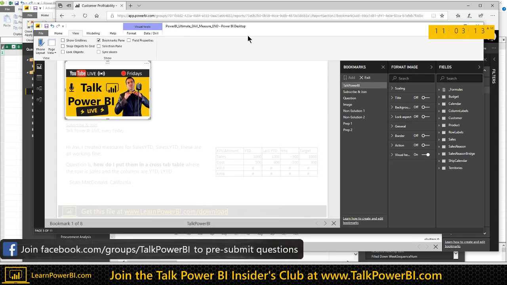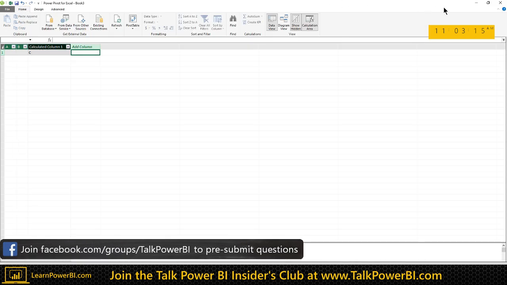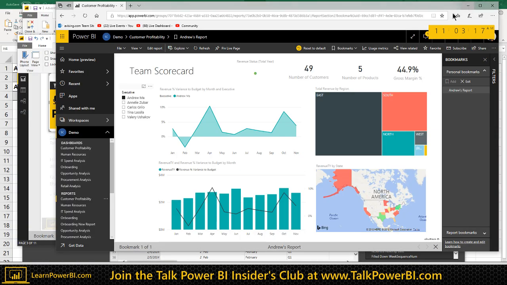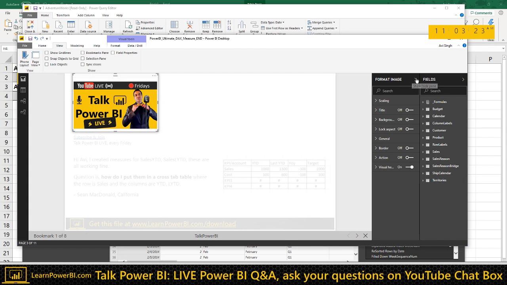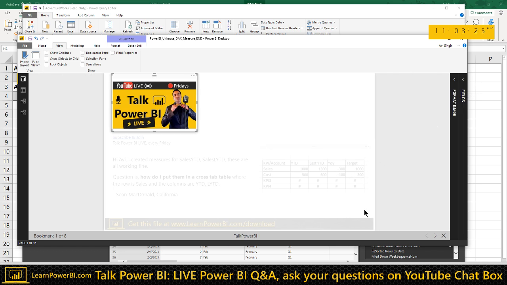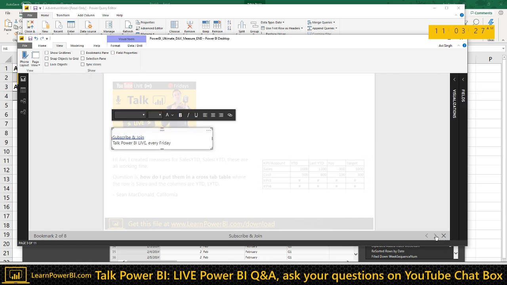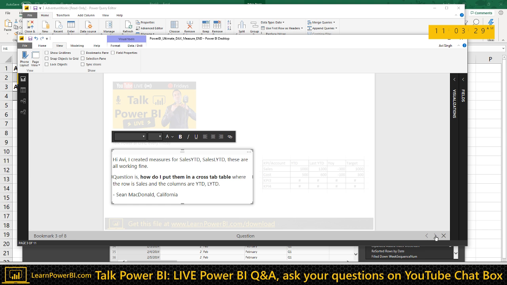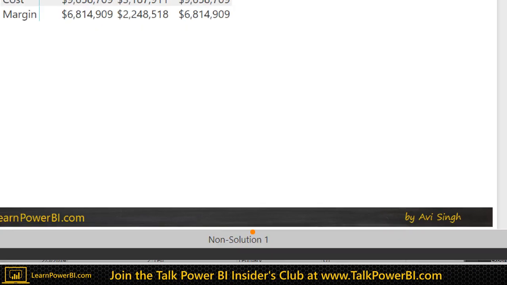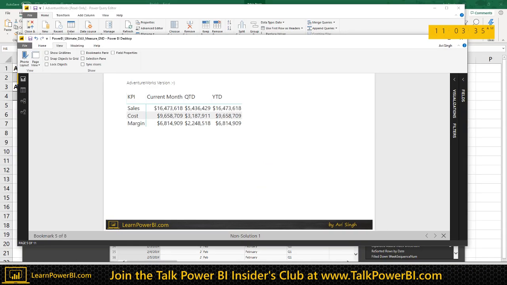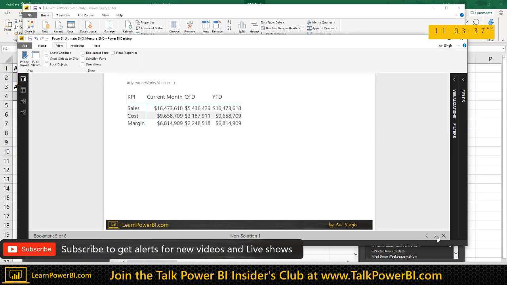So this is the desktop now. When you go in the view mode, you can even close the bookmarks pane and step through that. It's almost like PowerPoint. You can step through that, and at the bottom you have the name. So do give it a good name if you plan to use it this way.